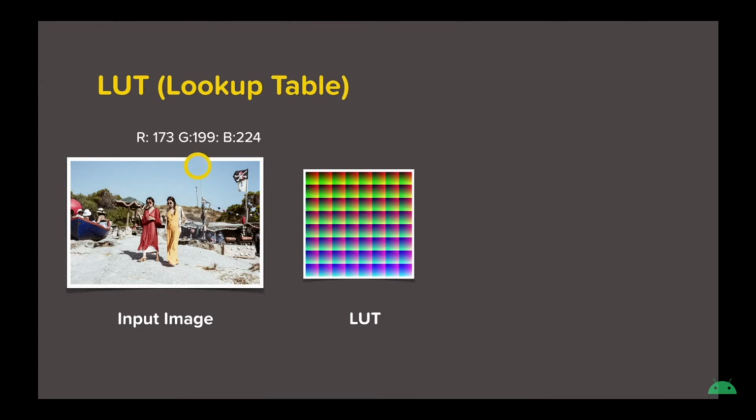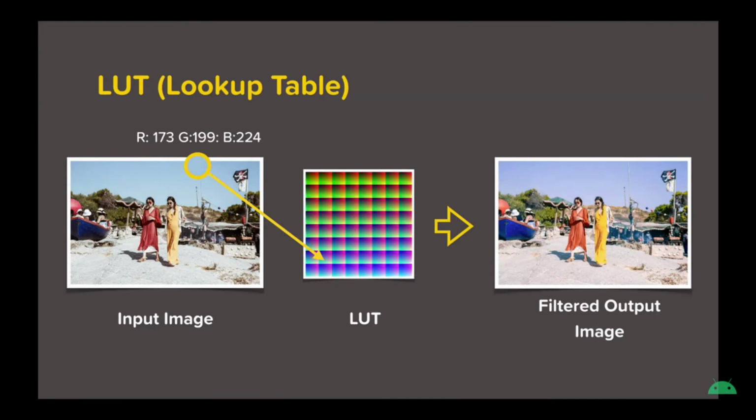So basically, given a pixel value in our input image, it will map to a certain color in this lookup table. And instead of taking this input pixel, we take this mapped pixel value and we create the output image. So we do the same thing for each pixel in this image, and that is how the input image gets mapped to a filtered output image. Like each color maps to a different color.